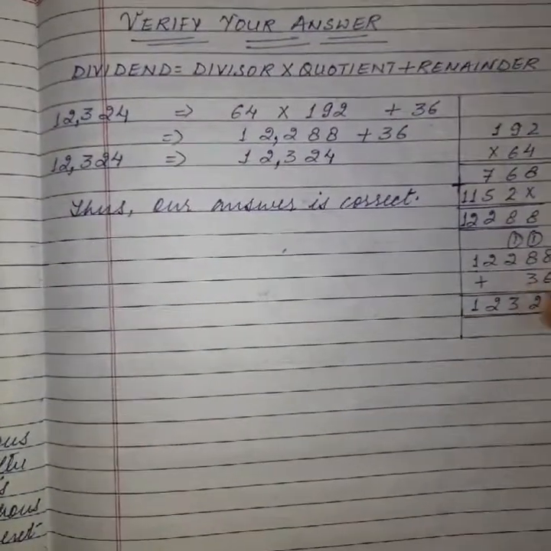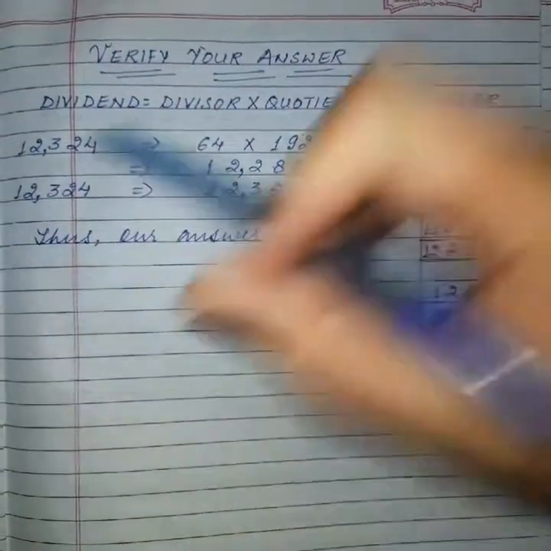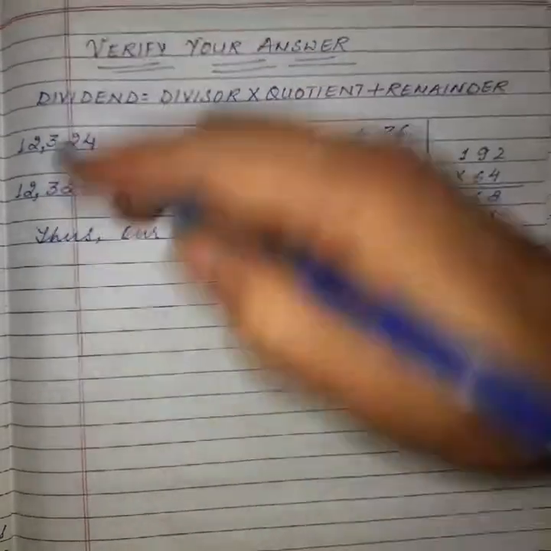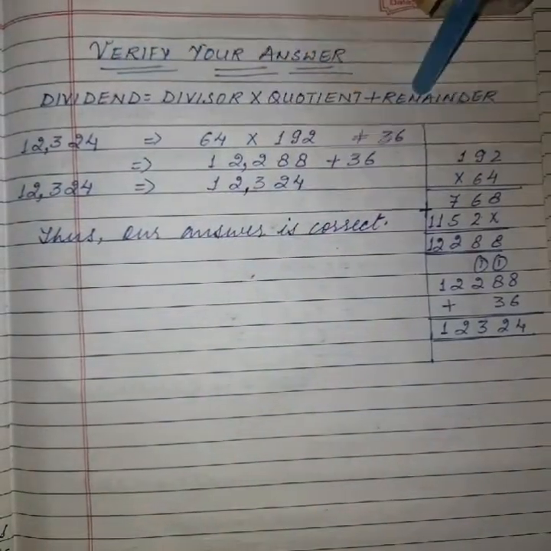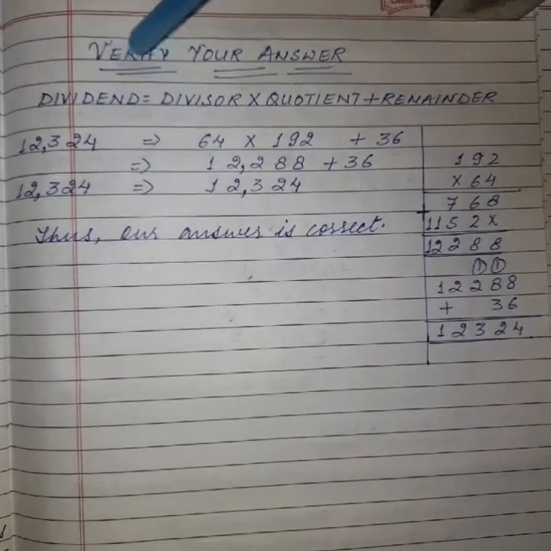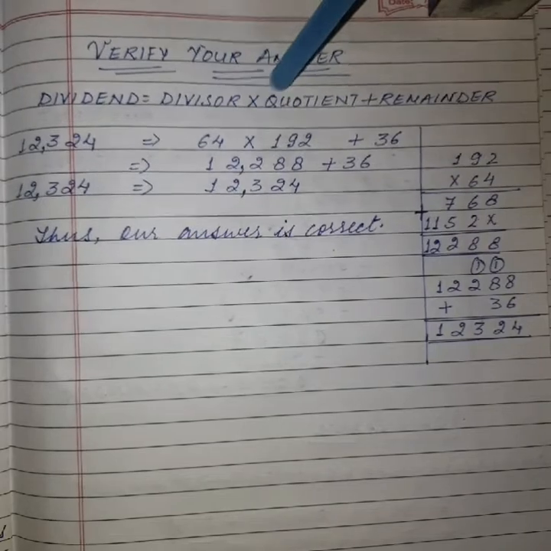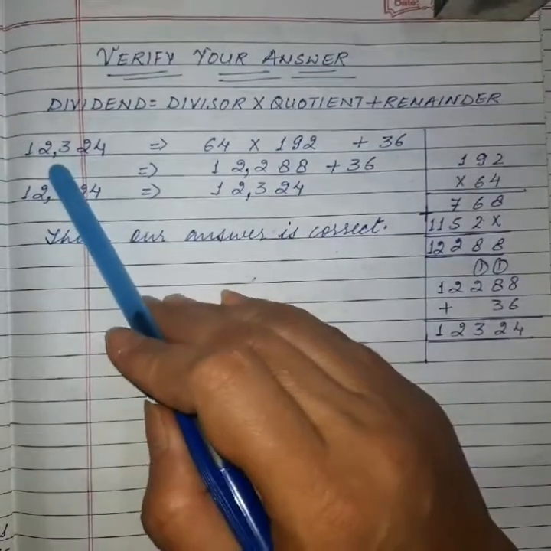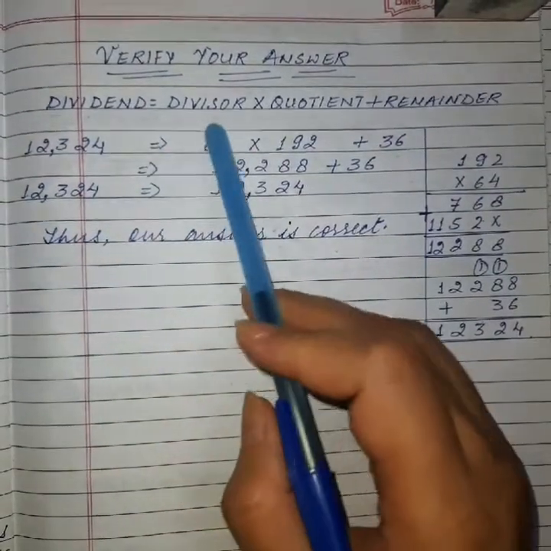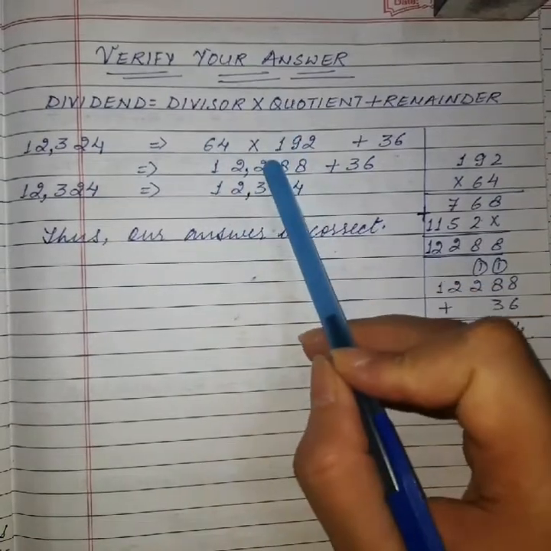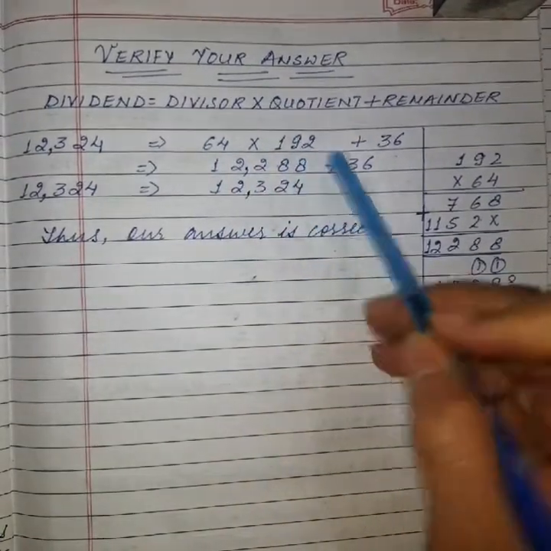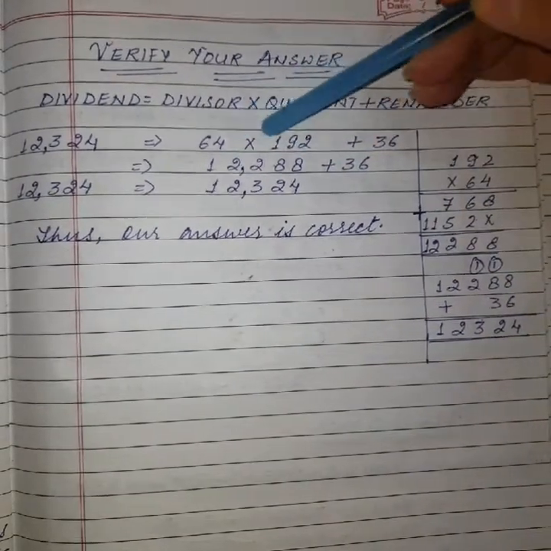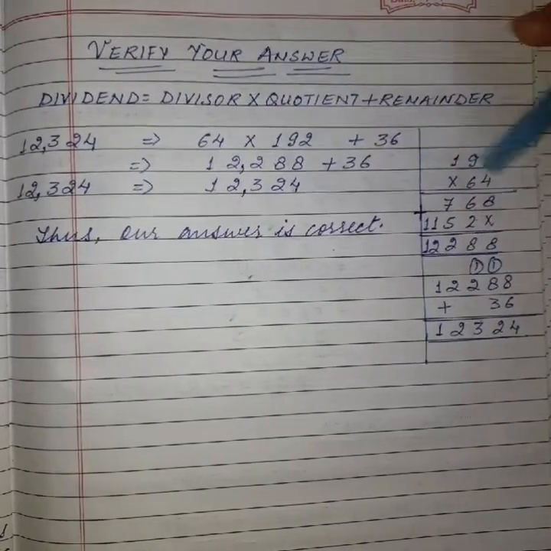Now, how to verify our answer? Whether the division which we have done, the quotient which we have got, or the remainder which we have got is correct or not. To verify our answer, we use one formula, that is dividend is equal to divisor multiplied by quotient plus remainder. Our dividend was 12,324, divisor 64, multiplied by quotient 192, remainder was 36. Now first we will multiply 64 into 192.